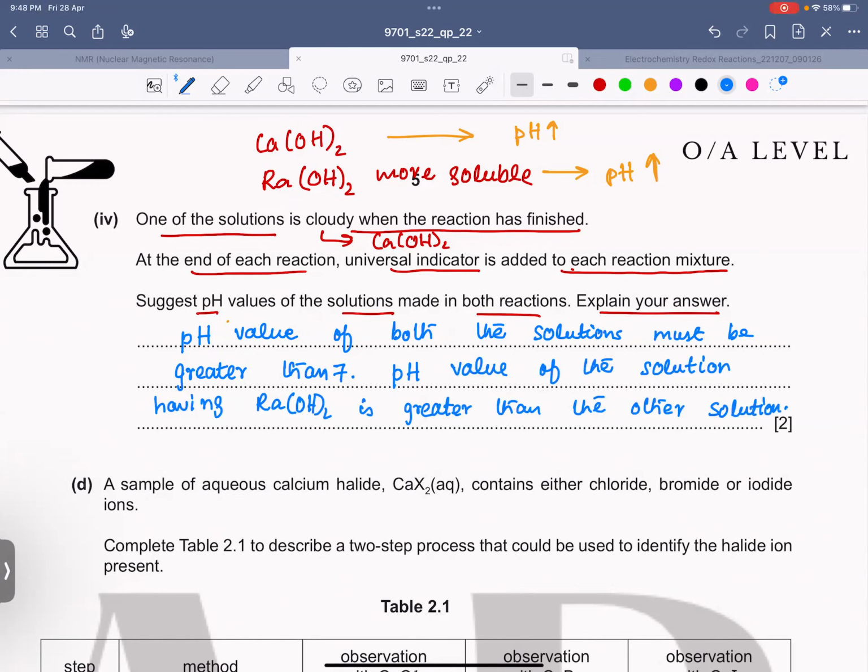No, reactivity and solubility are two different things. Why is radium more soluble? This is from the trend that we discussed in group 2, that when we move down the group, the solubility of hydroxide increases. And the question that you asked, that it's more reactive so it's more soluble.